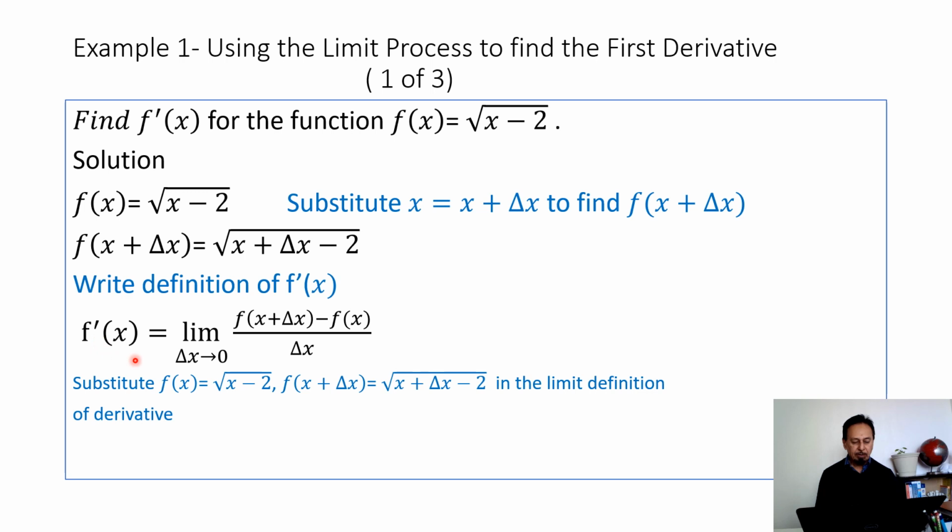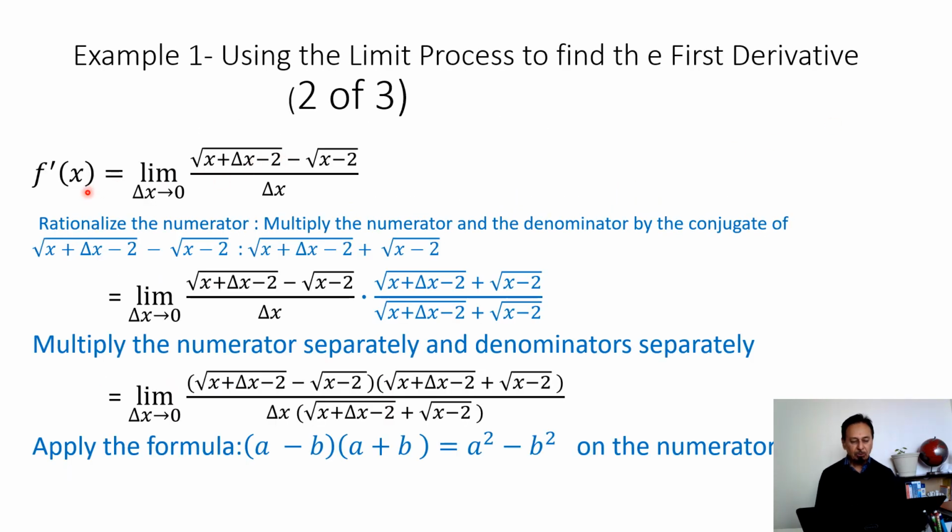First derivative is equal to limit delta x approaches 0, f of x plus delta x minus f of x over delta x. Now I substitute f of x equal to square root of x minus 2 and f of x plus delta x equal to square root of x plus delta x minus 2 in this limit definition. So now we have f prime x equals limit delta x approaches 0, the square root of x plus delta x minus 2 minus square root of x minus 2 over delta x.